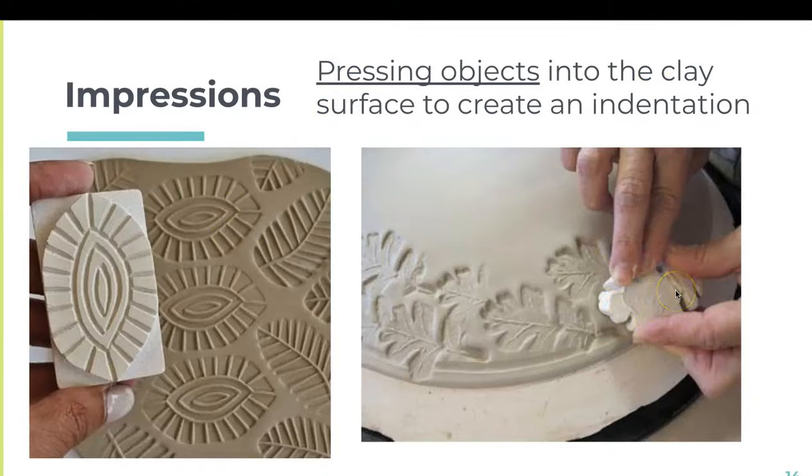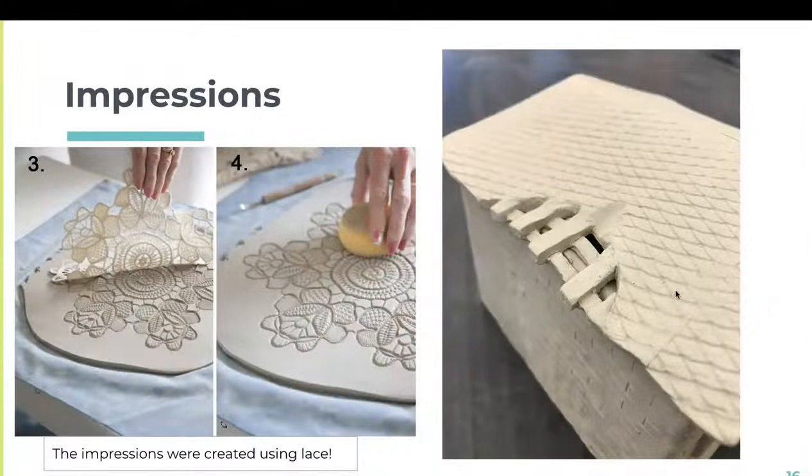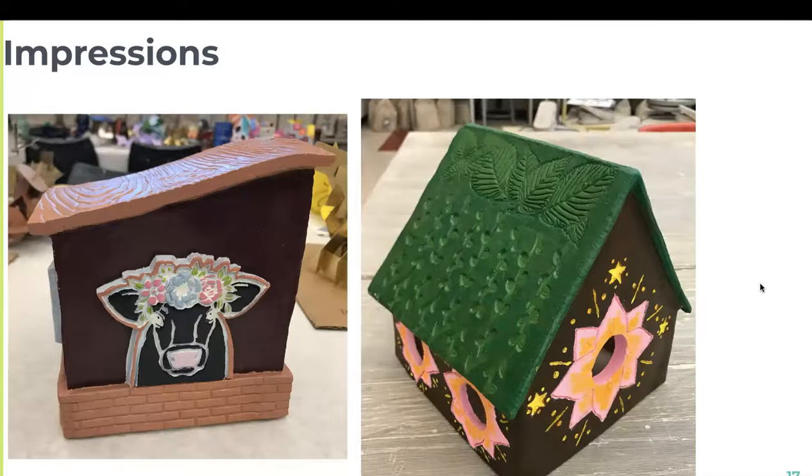You can also press in leaves and lace. You can push the bottom of your shoe onto the clay. That creates an impression. We also have texture rollers and texture mats. These are great tools for making impressions. So some more examples. That's what I meant using lace. It's pretty cool. Now this surface here is not an impression, but this part is an impression, and it was created using a texture mat.